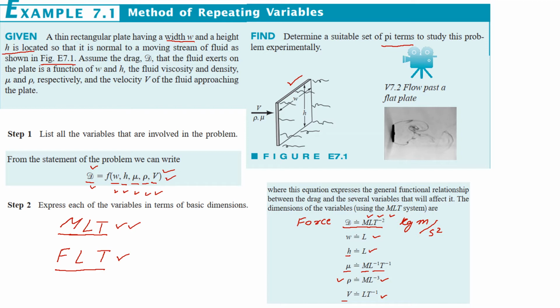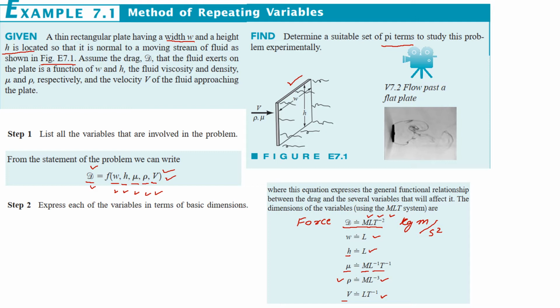And at the end, in this example, we will also represent these terms in FLT terms, and we will see if they are dimensionless or not. So if you start with any of these systems, the MLT system or the FLT system, in the end you will have to convert between them to see that your pi terms are actually dimensionless. No matter what system you select at the start, you will have to convert to the other in the end to see that your pi terms are actually dimensionless, and this is what we are going to do at the end.